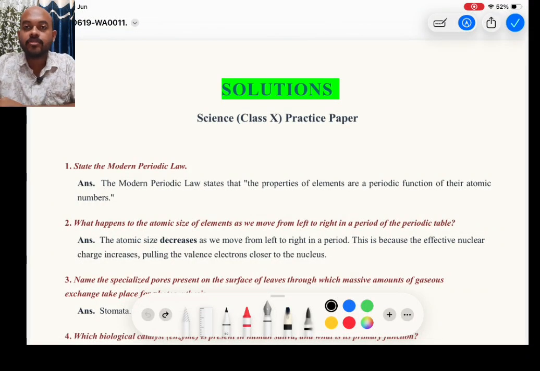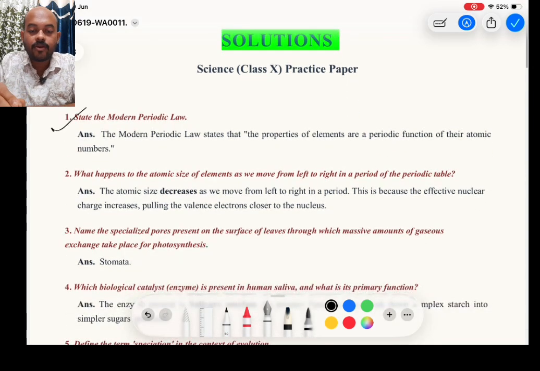Okay, these are the solutions of today's paper which I have set for your exam. So this is question number 1. State the modern periodic law. So the modern periodic law states that properties of elements are a periodic function of their atomic numbers.